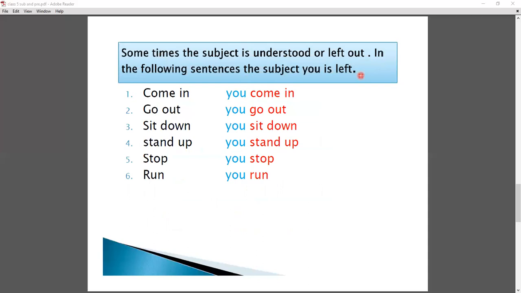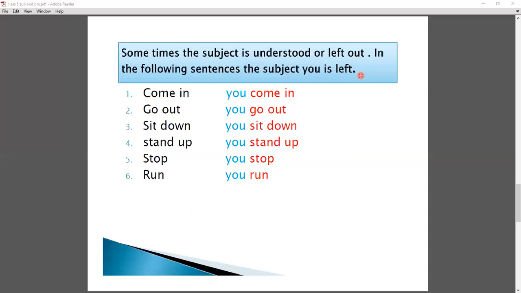Now, students, I'm telling you about the imperative sentence. You notice that in an imperative sentence, they give you a command or suggestion. When a teacher gives an order like come in, go out, get out, sit down, stand up, these types of sentences are imperative sentences. Sometimes "you" is not mentioned here. When we speak or write, we don't use "you" here.